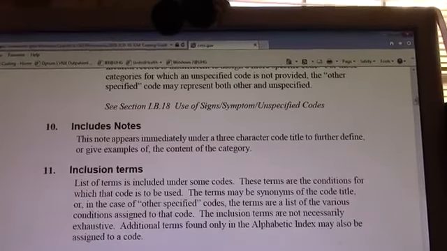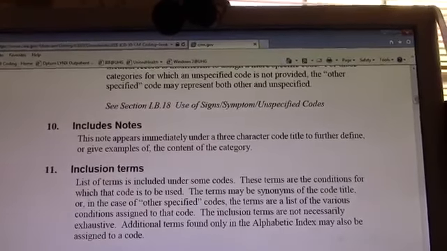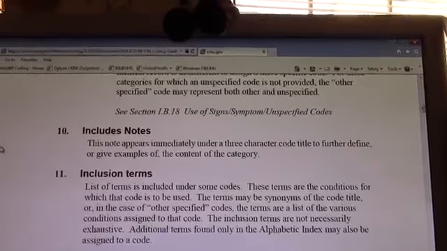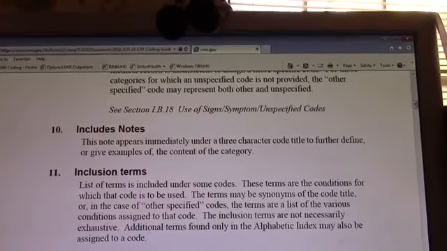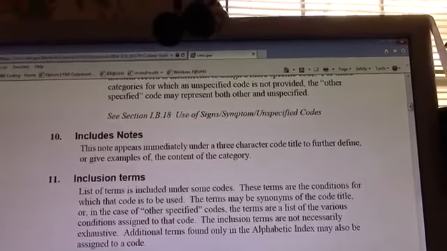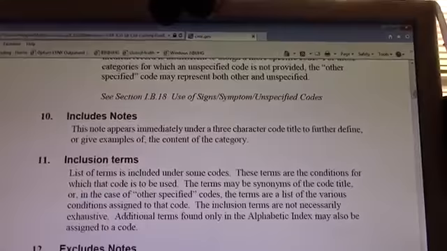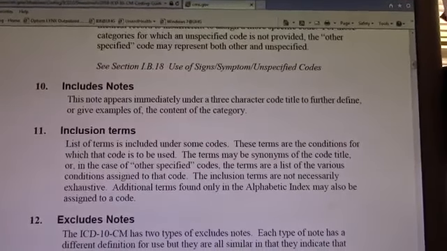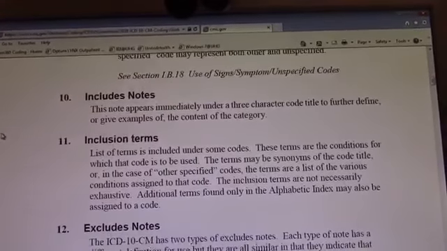And the terms may be synonyms of the code title, like for the common cold. When I got to J029, I was glad to see it because it let me know that that was a synonym for that code. Or in the case of other specified codes, the terms are listed in various conditions assigned to that code. So the inclusion terms are not necessarily exhaustive. That means those are not all terms that could possibly be used, but they are common terms that could be used with a particular code that you may be at. Okay, so those are your includes or inclusion terms.